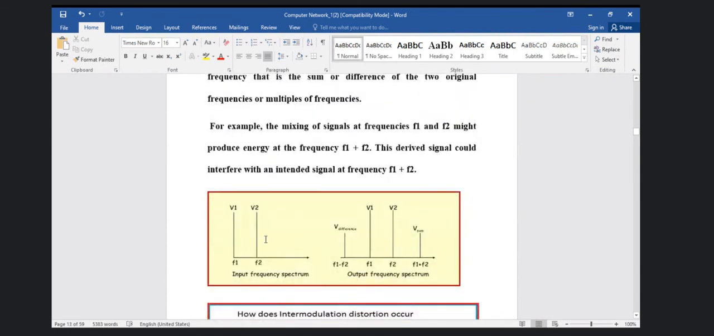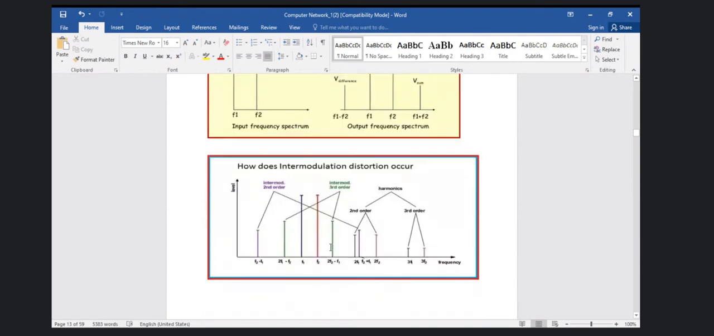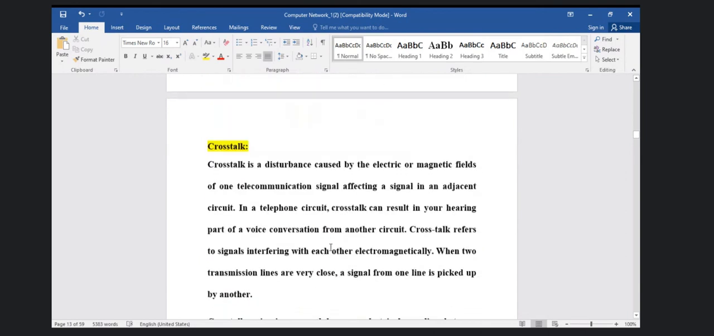So here we have frequencies f1 and f2, and instead of getting f1 and f2 through the transmission medium, we have both a signal having f1 plus f2 and f1 minus f2. Now then we have crosstalk.